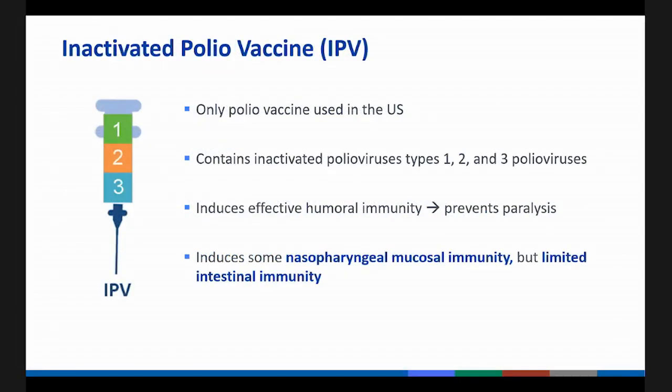The inactivated polio vaccine, or IPV, is the only polio vaccine used in the United States since 2000. It contains inactivated polioviruses types 1, 2, and 3, and it cannot replicate, infect, or cause disease. It induces effective humoral immunity and prevents paralysis. It also induces some nasopharyngeal mucosal immunity. However, it does not provide substantial intestinal immunity or prevent gastrointestinal shedding.